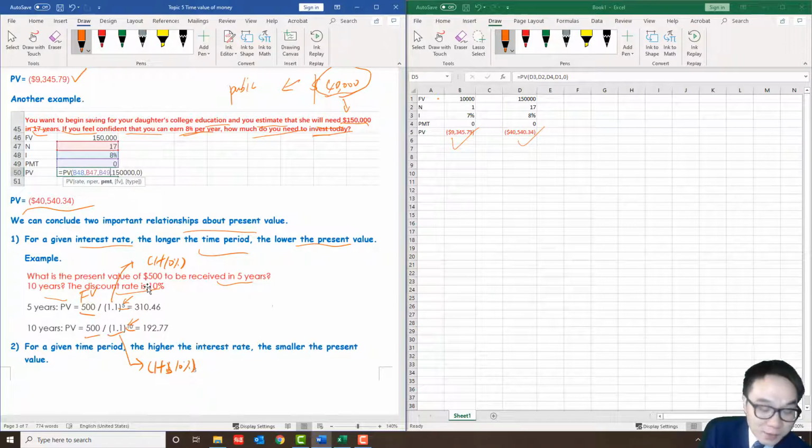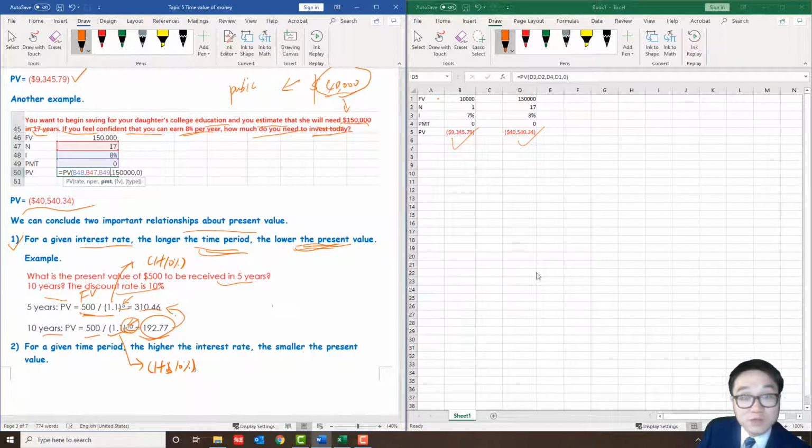If you plug those numbers into this formula, you will figure out the present value for 5 years is around $300. The present value for 10 years is around $100. Therefore, this is consistent with our conclusion: the longer the time period, the lower the present value. This one is 100, lower than the $300. So the longer the period, the lower the present value for a given interest rate.